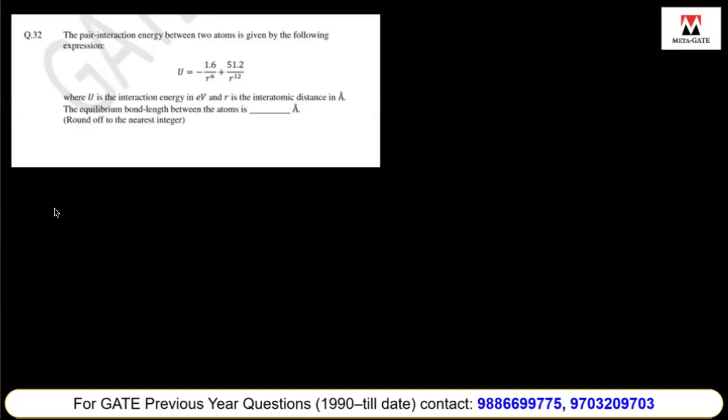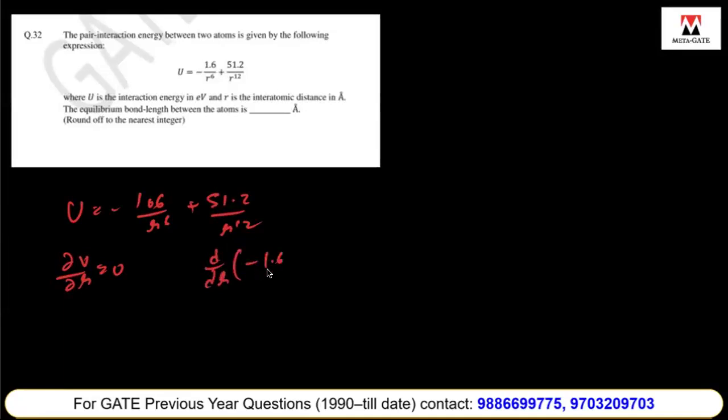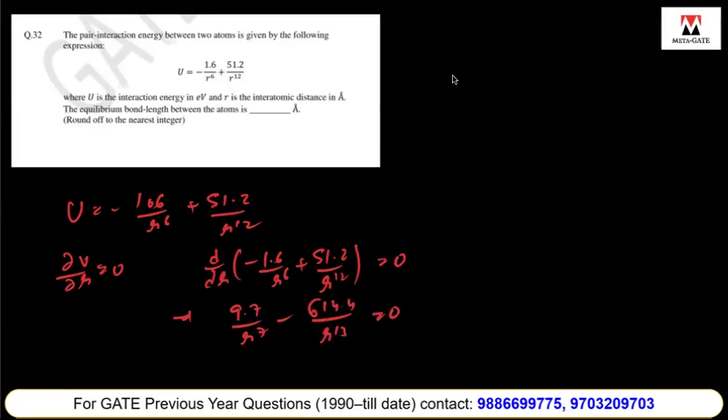So if you want to find the equilibrium bond length, you have U = -1.6/R^6 + 51.2/R^12. You need to find dU/dR equal to 0. So d/dR of (-1.6/R^6 + 51.2/R^12) equals 0. You will get 9.6/R^7 minus 614.4/R^13 equal to 0. So R^6 is equal to 64, so R equals 2. So 2 is the answer. The equilibrium bond length is 2.